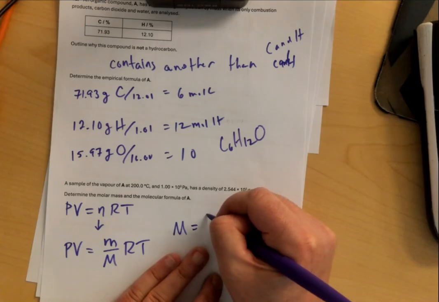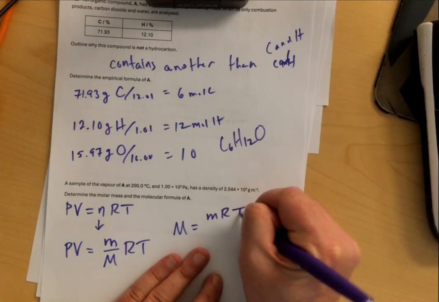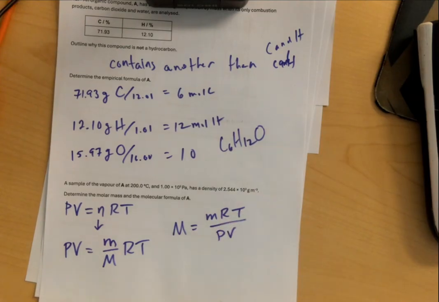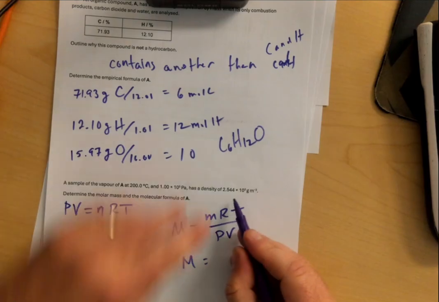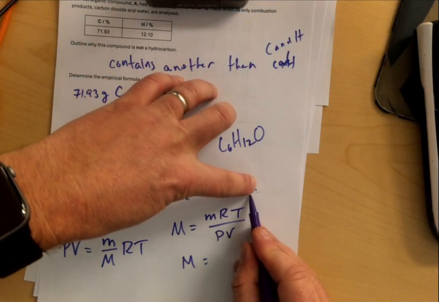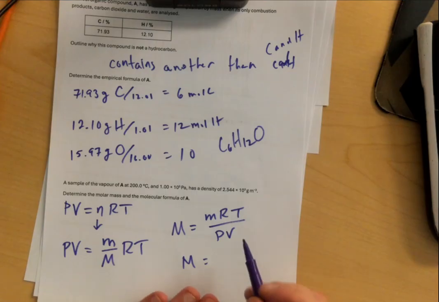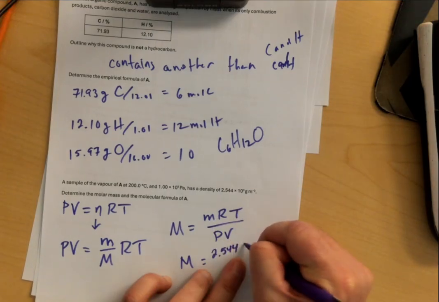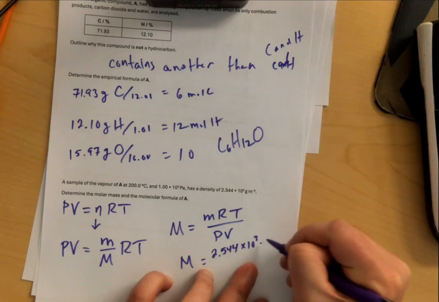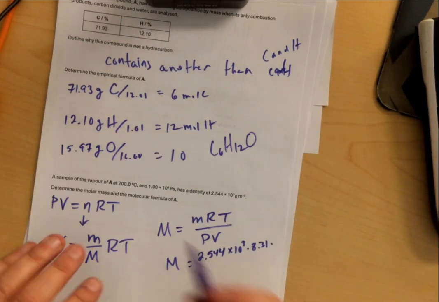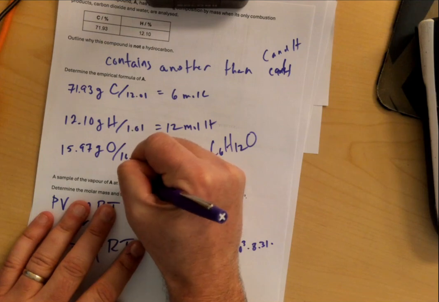So the molar mass will be equal to the mass times the gas constant times the temperature in Kelvin, divided by the pressure times the volume. A little algebra action. So the mass, this is 2.544 times 10 to the 3rd grams per every 1 cubic meter. So the mass is just 2.544 times 10 to the 3rd times R, which is 8.31, times T. Well, we got 200 Kelvin.